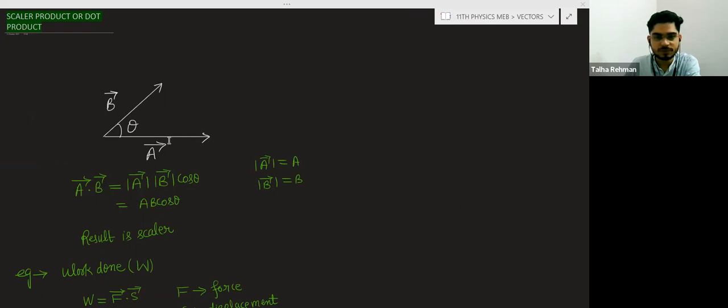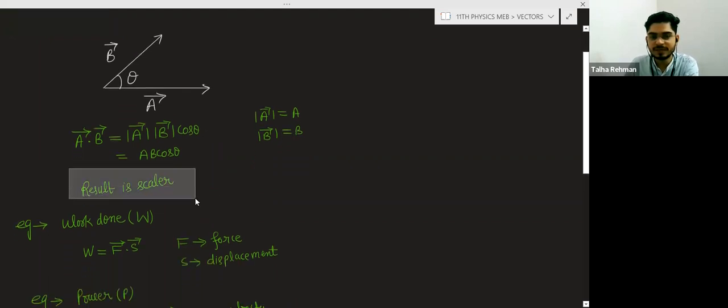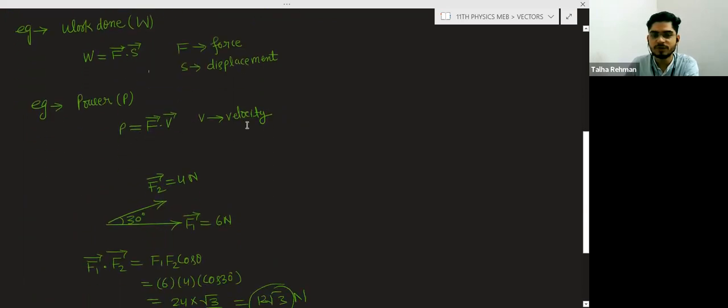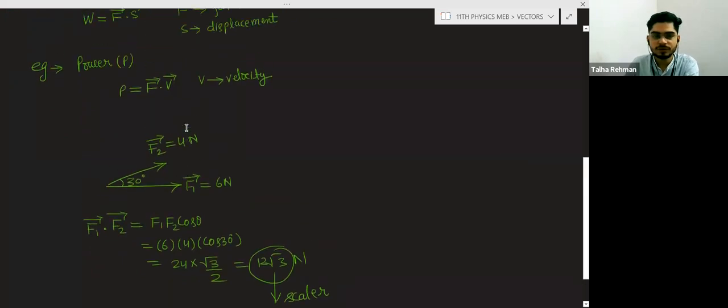Suppose this is one vector, A vector, and this is B vector, having an angle theta. This is known as the scalar product or the dot product. When you open this, you get magnitude of A, magnitude of B, and cos theta. So you get AB cos theta, and finally the result is a scalar. For example, work done is a scalar product of force and displacement. Power is a scalar product of force and velocity. So how is this result a scalar?